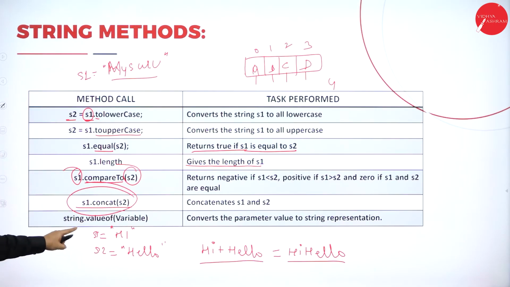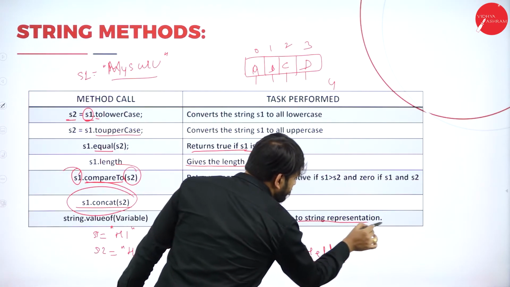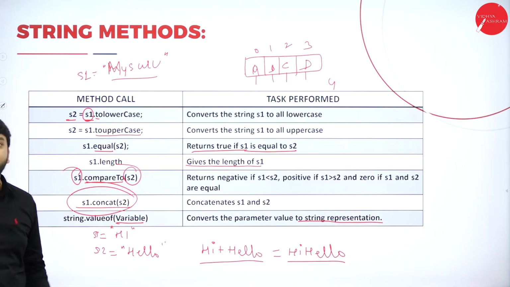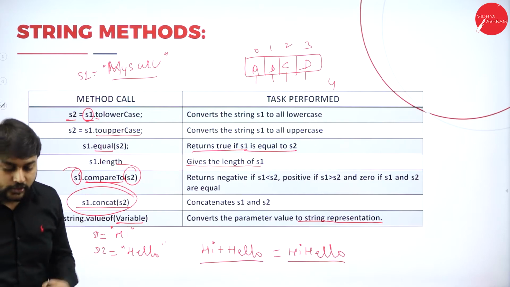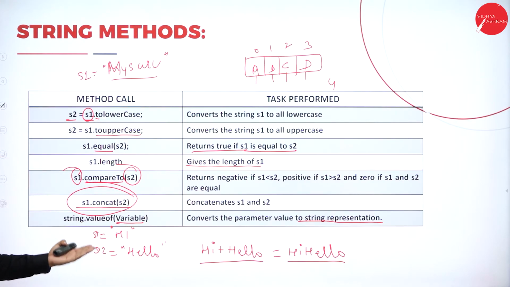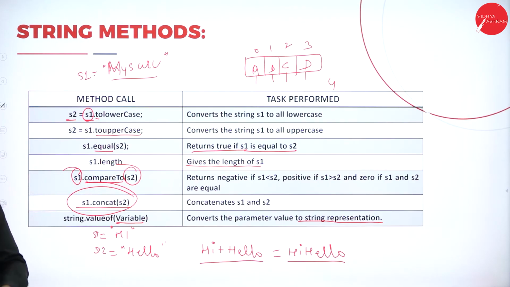So fine. What is the next one that you have? String.valueOf(variable). What is the meaning of it? Please understand, it converts the parameter value to the string representation. Whatever parameter I have, this value will be converted into the string value. That's what you need to remember. So these are the different methods that we have with respect to the strings.